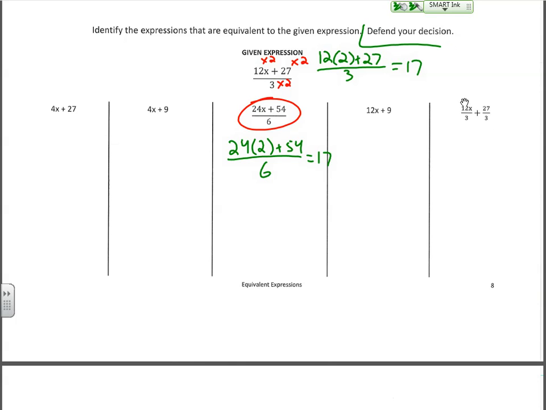Make sure you are defending your decision. Show me the work. Write out your explanation. Just tell me, yes, these are equivalent because, or no, they are not equivalent because.